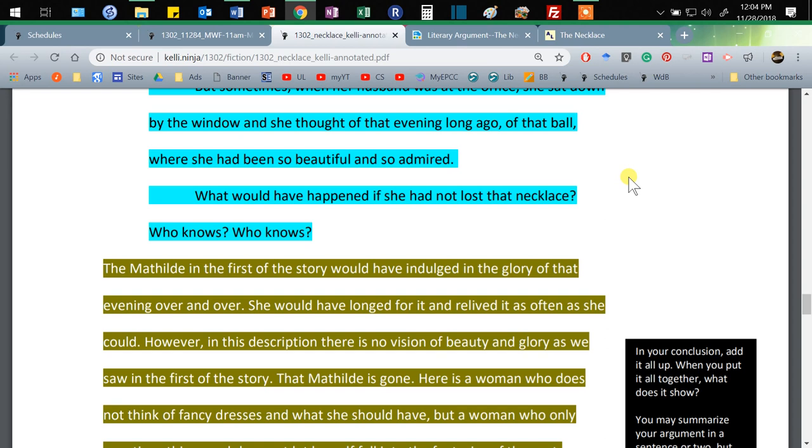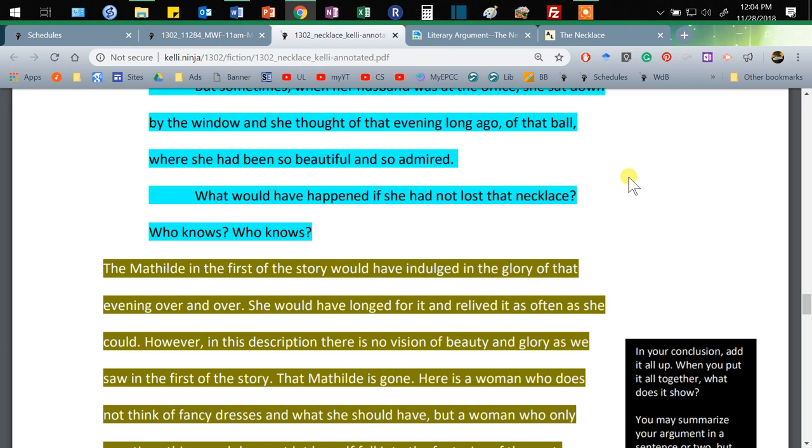So now I've got to discuss it. The Mathilde in the first part of the story, and this is comparison, so now I really want to spend most of it talking about how these two compare. The Mathilde in the first part of the story would have indulged in the glory of that evening over and over. She would have longed for it and relived it as often as she could. However, in this description, there is no vision of beauty and glory as we saw in the first part of the story. That Mathilde is gone.